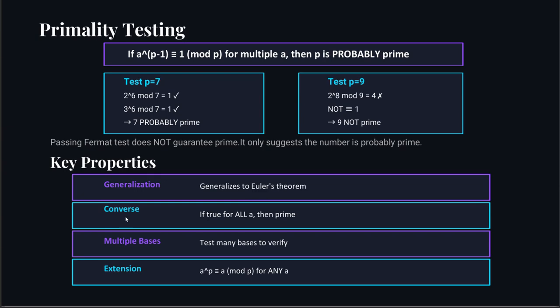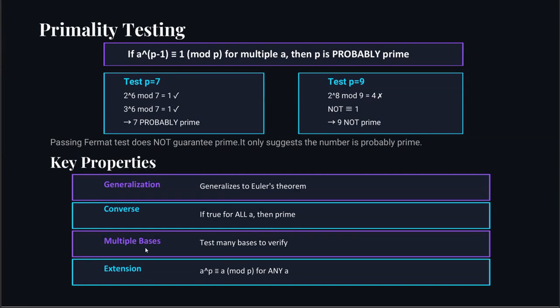Another important property is the converse idea. If a number consistently satisfies the Fermat congruence relation for many different values of a, then it appears to behave like a prime number. This observation forms the basis of Fermat primality testing. Instead of directly factorizing a huge number, we can test whether it behaves like a prime number under modular exponentiation.